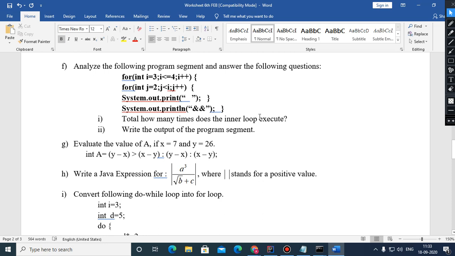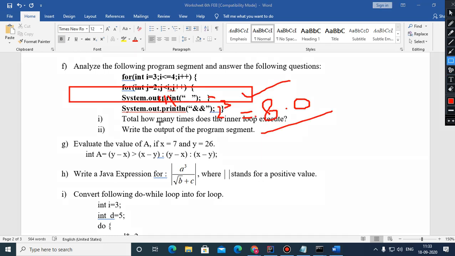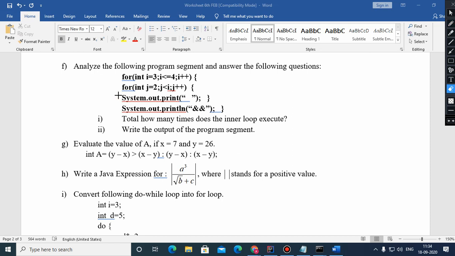So you just try to solve this. What is the problem? This is the part of this. This statement is within that block of the for loop. This is within that block where for j is equal to 2, j is less than i, and j plus plus. And the outer loop is i is equal to 3, i is less than or equal to 4, i plus plus. So try to solve that. It is a simple pattern. So please solve and tell me the output.